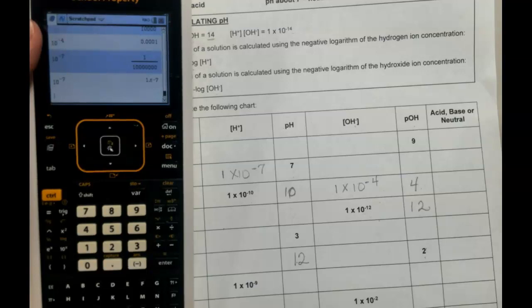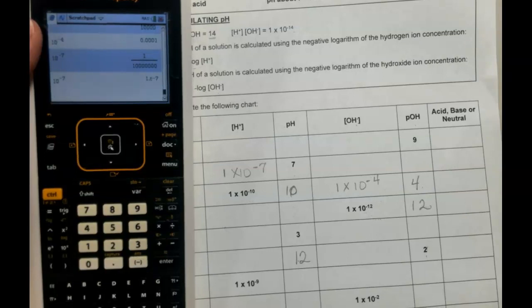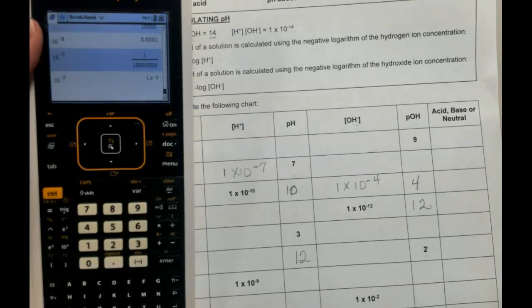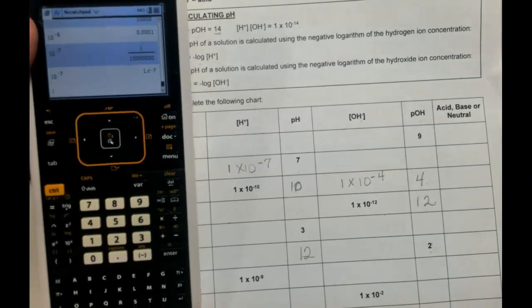All right, we're going to keep practicing those. We're going to practice logs, negative logs, antilogs. Once you learn how to put it in the calculator, everything is easy from there. If you still need help, let me know.